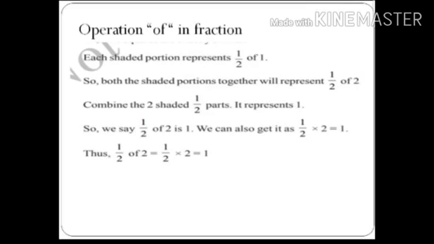The same process, don't confuse children. The same process of how you do multiplication is continued here. Only the name will be given as "of". When you see the "of" symbol, the next step you can do immediately is 1 by 2 into 1, or 1 by 2 into 2. The same operation you can continue. Only the name will be given as "of" operation. I will give you further examples based on that in the next slide.